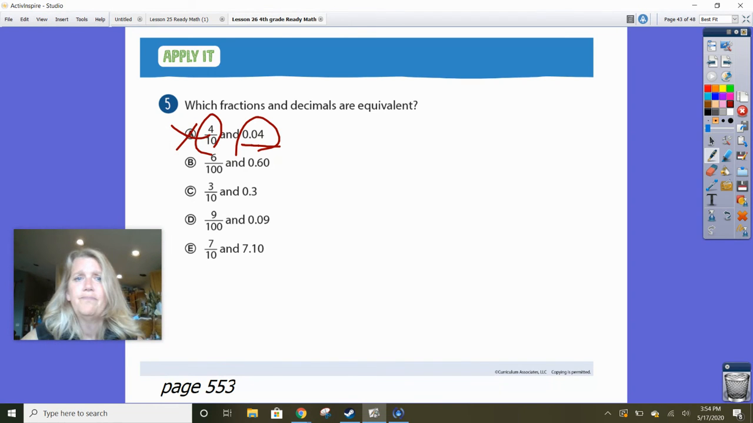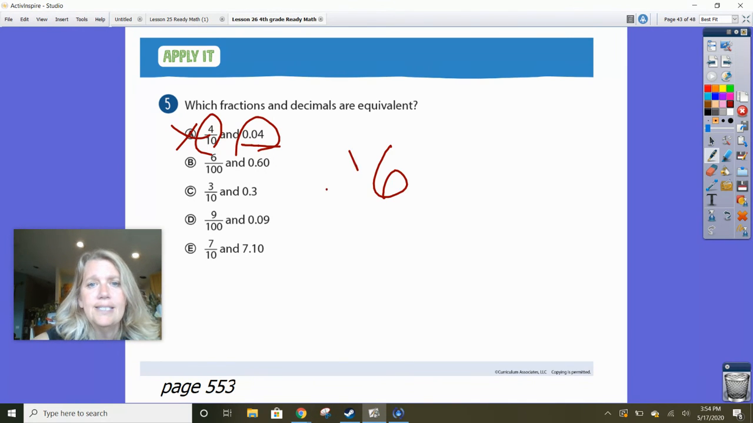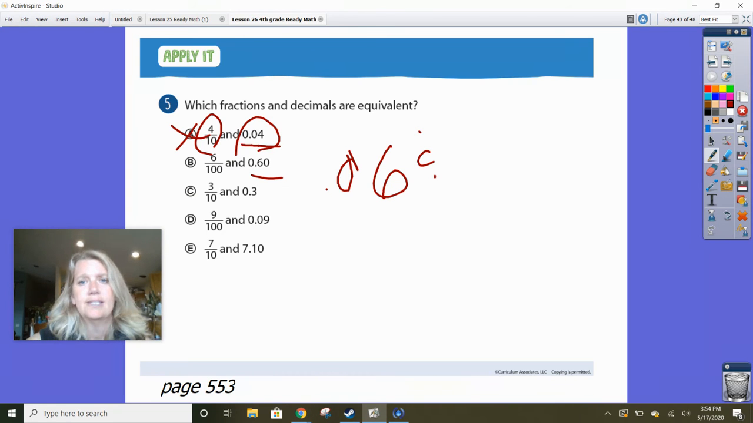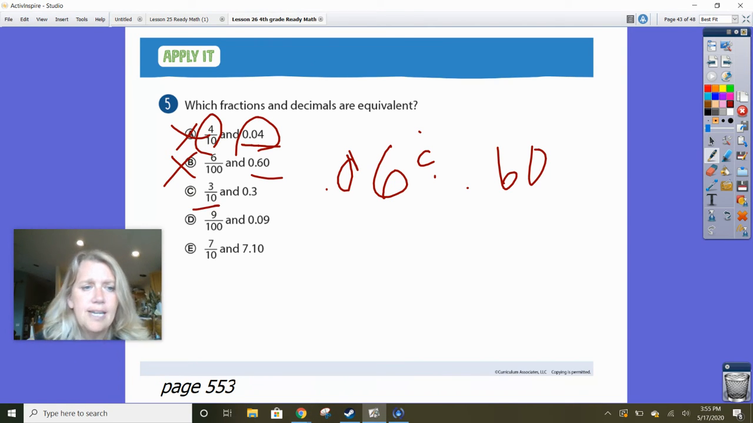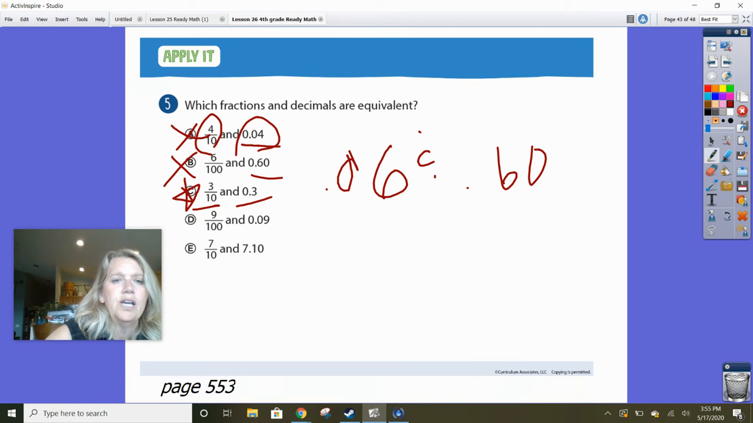The next one says 6 hundredths. So that would be like 6 cents, right? 6 hundredths, 6 cents. And then we got 60 cents. Are they equal? No, no. What about this one? This fraction is named 3 tenths. And this is 0 and 3. Yep, 3 tenths. We have a winner. We got one good one so far.